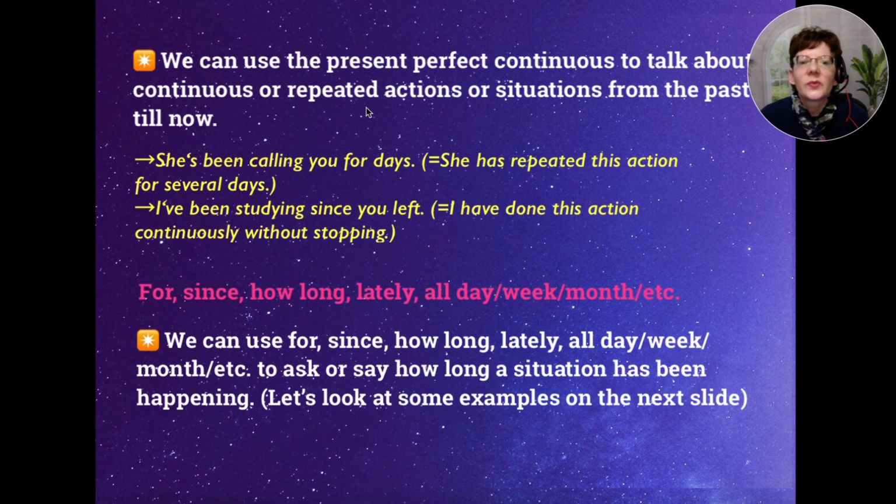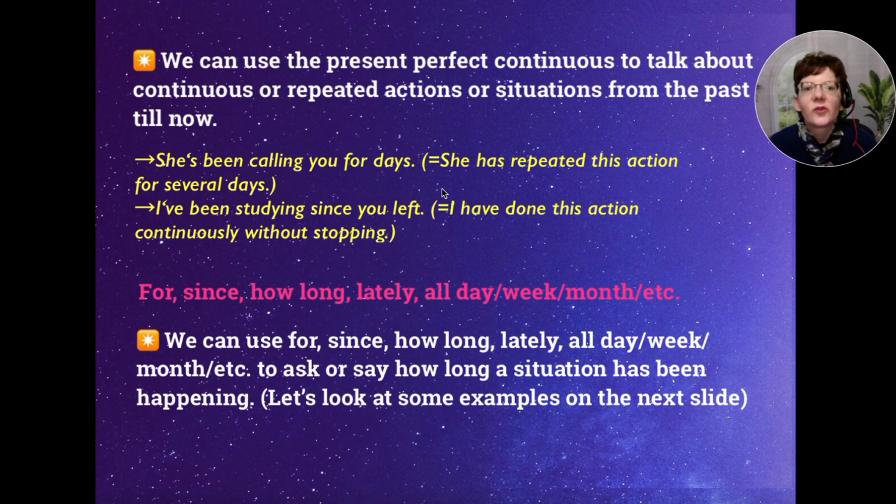We can use the present perfect continuous to talk about continuous or repeated actions or situations from the past until now. So, for example, she's been calling you for days. This means she has repeated this action, maybe for several days. And then, I've been studying since you left. This means I've done this action continuously without stopping.